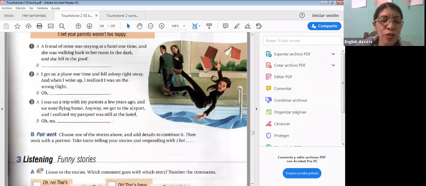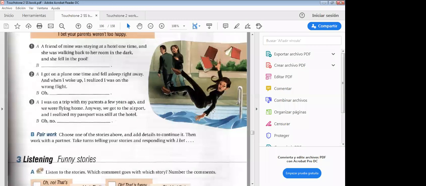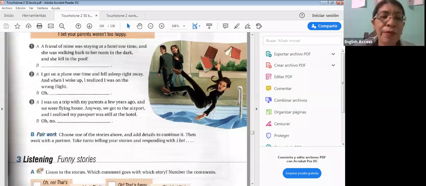Okay, now let's work with exercise B. It says choose one of the stories above and add details to continue it. Then work with a partner. Take turns telling your stories and responding with "I bet." Well, according to this, you have to continue with one of these stories. I mean, you have to add more information to some of them. But let's do it in a different way.